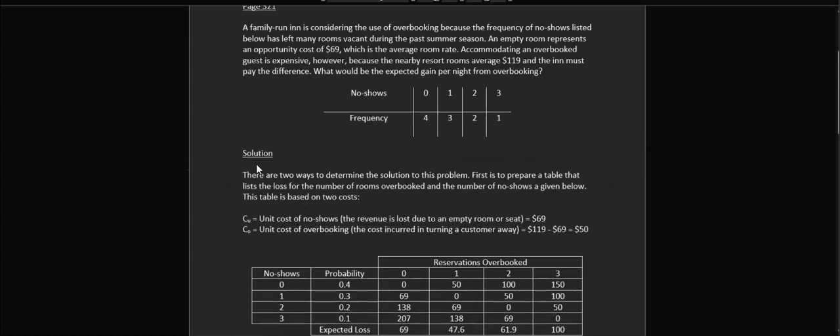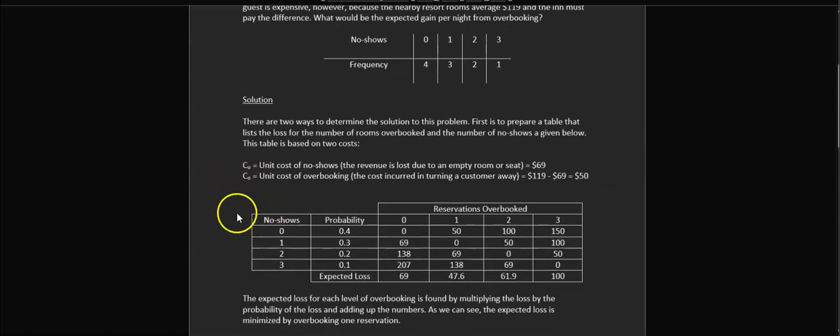So let's go down to the solution. What they did was create a matrix of no-shows versus overbooking. So 0, 1, 2, and 3 no-shows. The reason I said that about just happening to equal 10 is because the probability came out to 0.4, 0.3, 0.2, and 0.1, which equals 1.0. But if this was 5, then instead of 4 out of 10, that would have been 5 out of 11. So either way, you can divide the frequency by the total and get the probability.